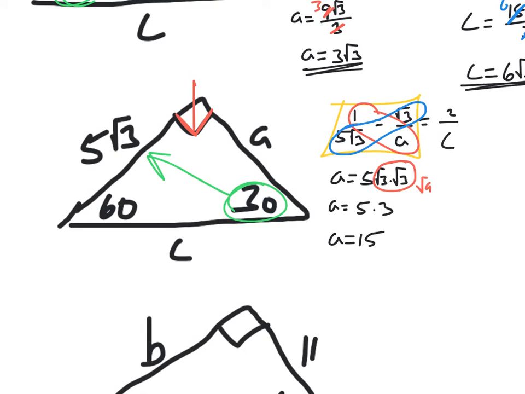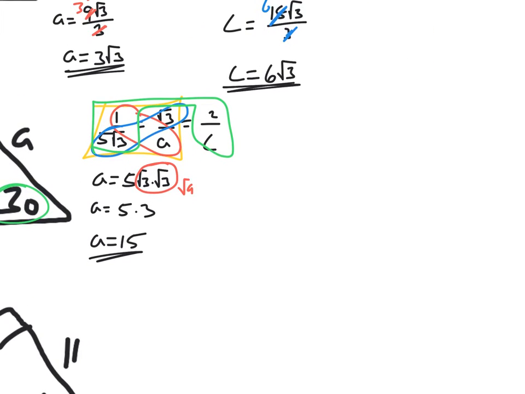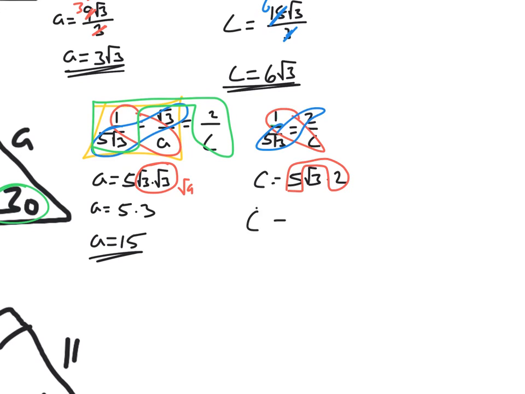A must equal 15. And now solving for C, I need to grab the first fraction and that last fraction. So I'm solving, wrong color. 1 over 5 square root of 3 equals 2 over C. And I'm cross multiplying. So I get C equals 5 square root of 3 times 2. And here I want to multiply 5 times 2. So C equals 10 square root of 3.